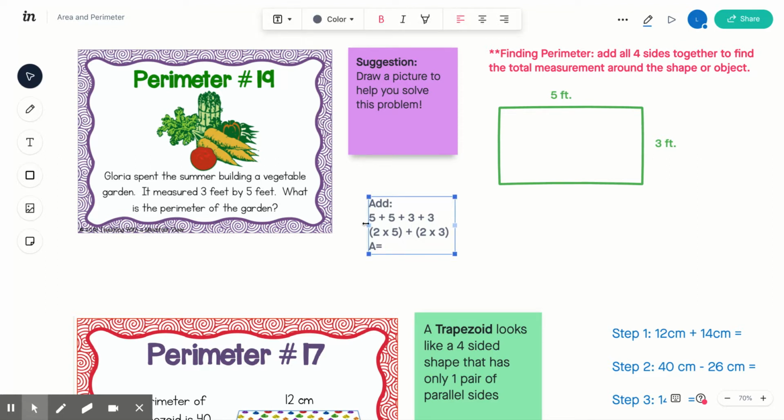You're either going to add 5 plus 5 plus 3 plus 3, or you could do 2 times 5 plus 2 times 3, because remember, there's a total of 4 sides. So there's 2 5s, 2 3s. All right, and again, I'm going to use the multiplication route because for me that works and it's faster. 2 times 5 would come out to 10. 2 times 3 would be 6. So 10 plus 6 should come out to 16 feet. So our total perimeter measurement should be 16 feet. Pretty simple.